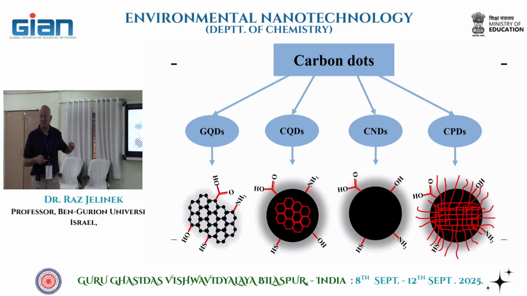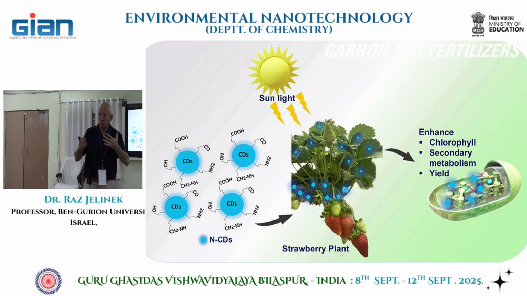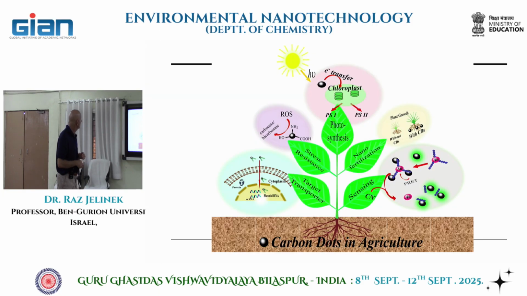What can you do with carbon dots? By absorbing light, the carbon dots can help photosynthesis, for example. How do they help photosynthesis? Because carbon dots are so small, and they have these different groups on the surface, they can absorb light and release the light and electrons for the plants to help with the photosynthesis.